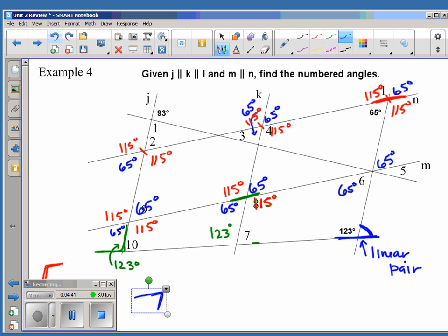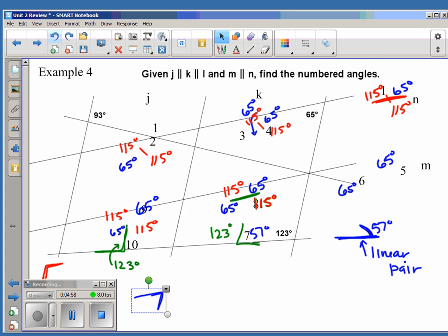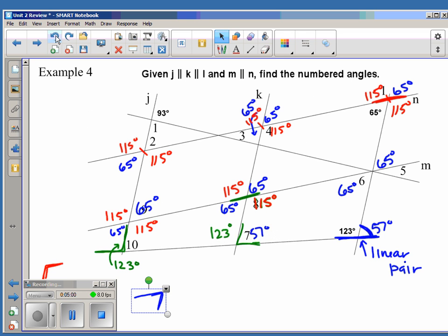So I'm going to do 180 minus 123, which gives me 57. Okay. Yeah, I'm going to do what I do best, make my little slider, and I'm going to transport that all the way over here. Now I've found angle 7 and angle 10 to both be 57.